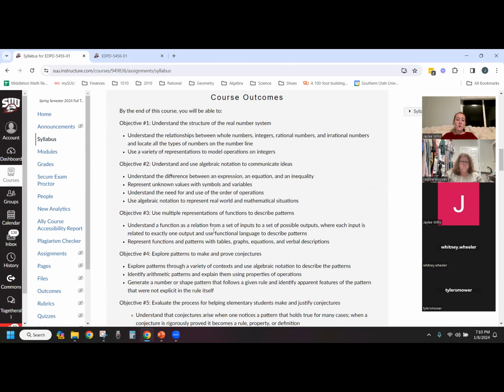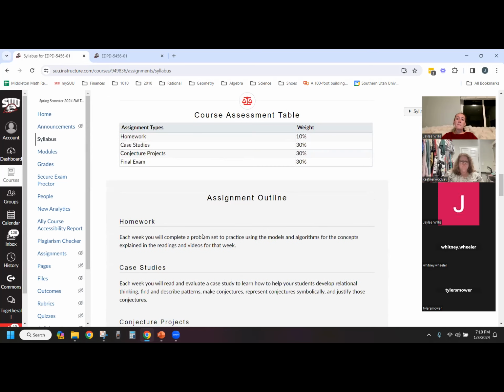I'll let you read through the course outcomes on your own, but I want to focus on our four assignment categories. The main ones are the case studies, conjecture projects, and the final exam. The homework is worth 10%, and this one is basically completion based, so you should get full points as long as you complete it. The homework assignments will help prepare you for the final exam.